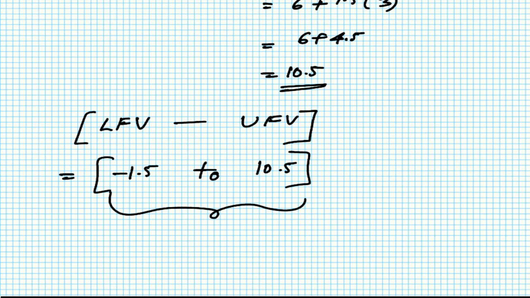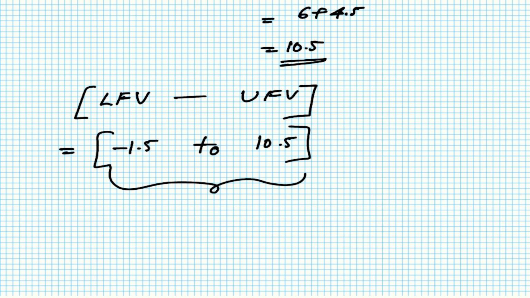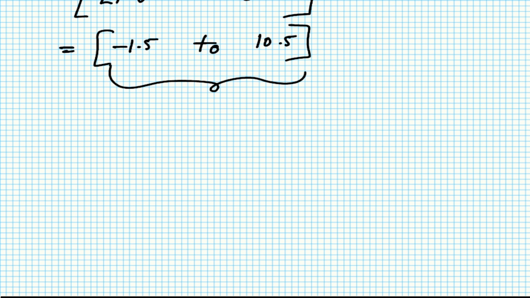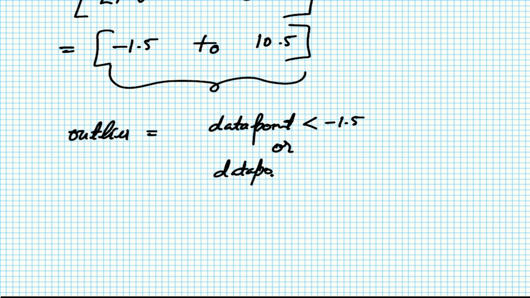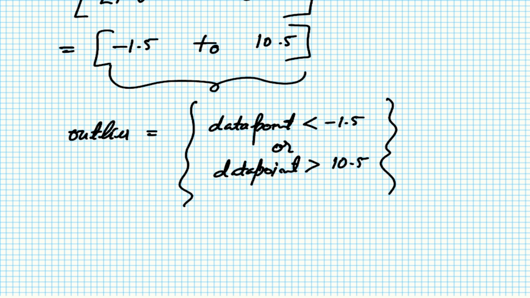So how do you detect an outlier now? This is again specific to a data set, correct? So now I am answering your question. What is the significance? We are going to detect an outlier: any data point lesser than minus 1.5, or any data point that is greater than 10.5. Okay, so we are able to identify this. Now let us apply this to the given data set.